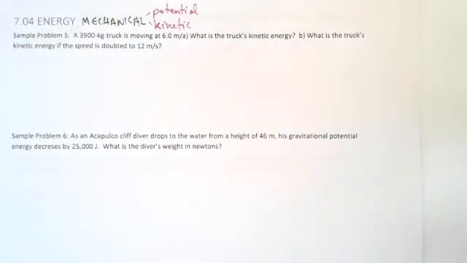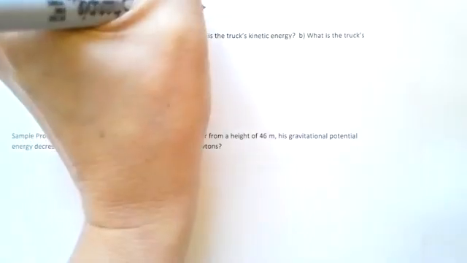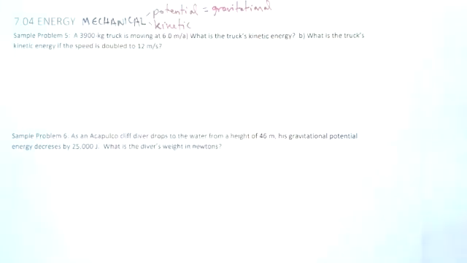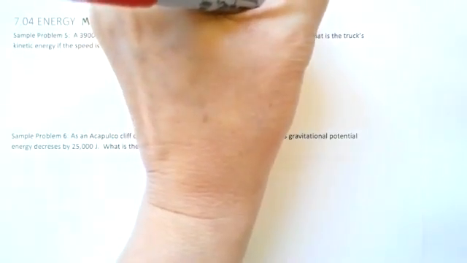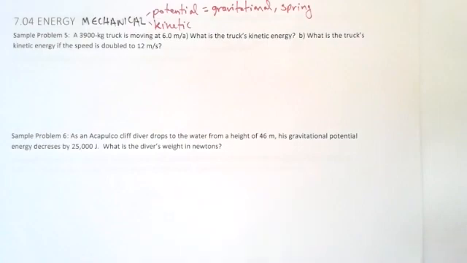And with the potential, we're going to work with two different kinds of potential. We've got gravitational potential energy and spring potential. Gravitational potential energy and spring potential energy. And so the goal of this video is to introduce all three of these, and we have a sample problem to go with them.